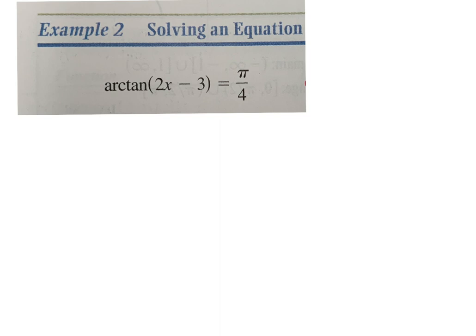Example 2. So for this one, arctangent of 2x minus 3. I can just take the tangent of both sides, just like I would do with a natural log. I can say, okay, tangent of this side, tangent of this side. On this left-hand side, those two cancel and I get 2x minus 3. On this side, I have the tangent of pi/4, which is something I actually should know from the unit circle. The tangent of pi/4 is just 1.